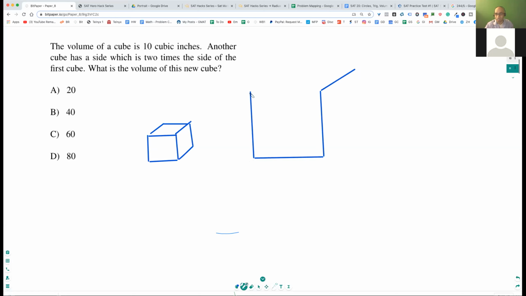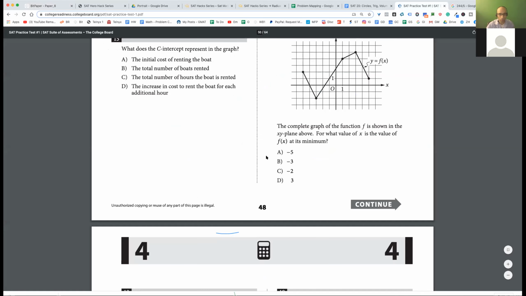Now, what's the relationship between these two cubes? The side of this bigger cube is twice the side of this cube. So here's the formula for how to find the volume of the cube. Because this is twice, you need to know the volume first of all. The volume of the cube is given to you in the front of the SAT test, so you need to know that. It's given to you over here.